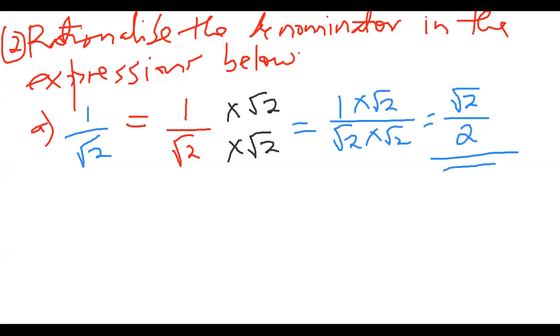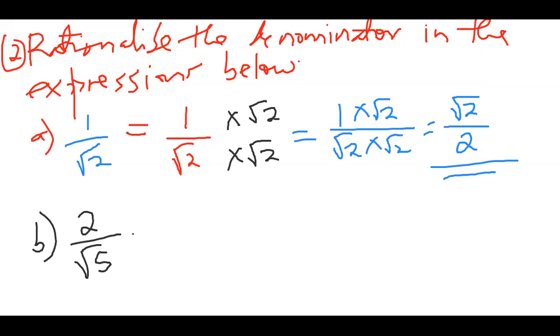Now you can even use a calculator and verify. When you get 1 divided by the square root of 2, do you get the same answer as when you have square root of 2 divided by 2? If yes, then you have changed nothing. So that is rationalizing. In the same way, try to get for me this answer here. Part B. It is 2 under root of 5. Rationalize the denominator. I'm going to wait for you.